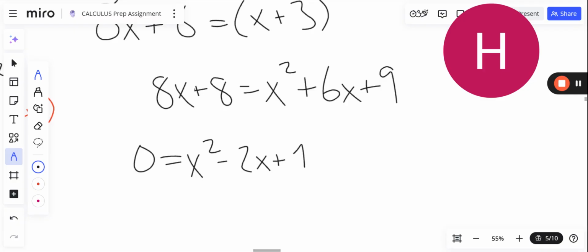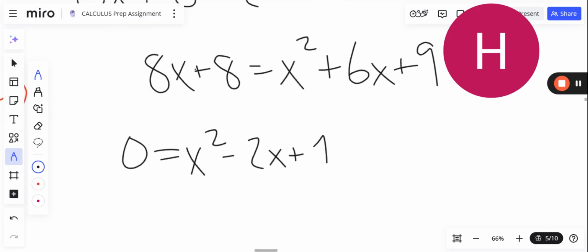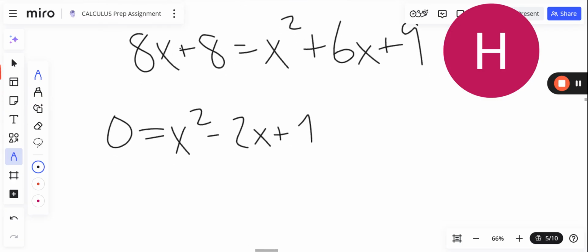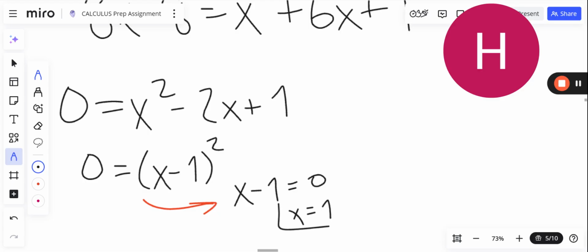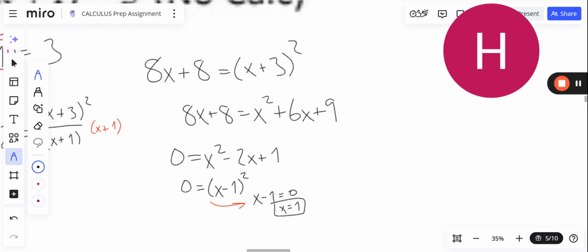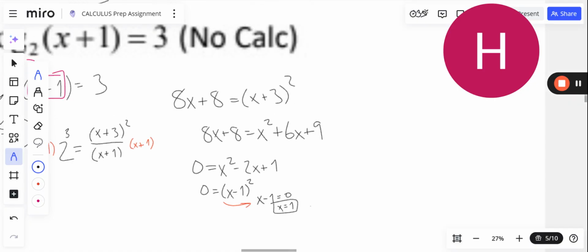And hopefully you recognize this. Not surprised if you don't, but it is a perfect square trinomial. Maybe you would figure that out by just factoring it normally. And now we can set this equal to 0. If you factor it normally, you'll get x minus 1, x minus 1. So that's just x minus 1 squared. And therefore the solution to this equation is x equals 1. But is it really the solution? We have to check.